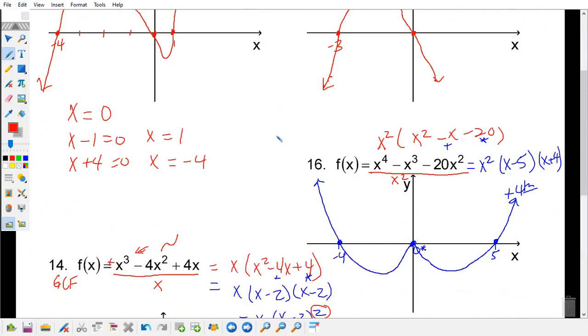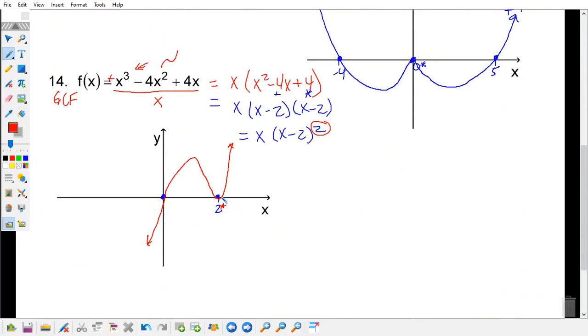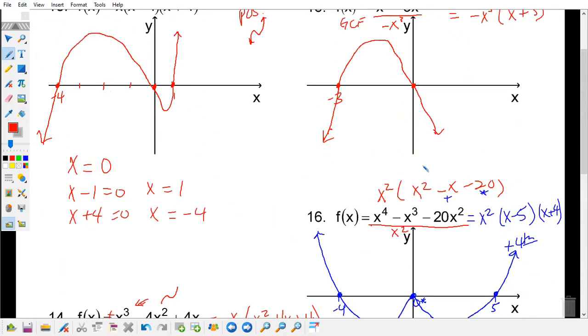Here, this is an example of an even power. We had x minus 2 squared. So I didn't just go through it, I had to touch it. So I went through 0 and I touched that 2 and I came back up. Okay. So this is what you're doing.